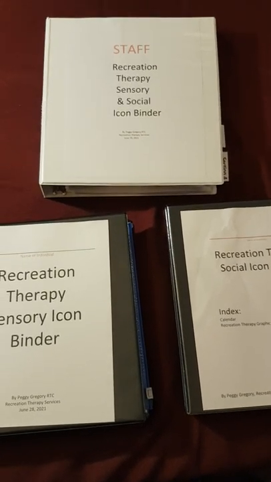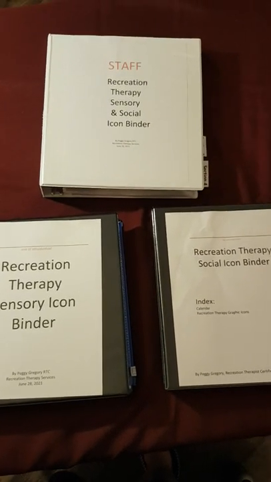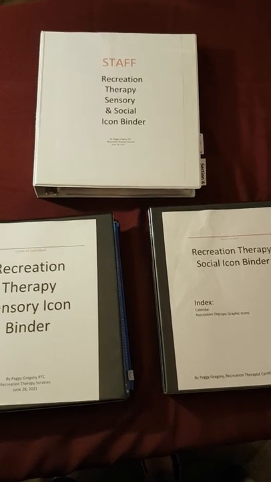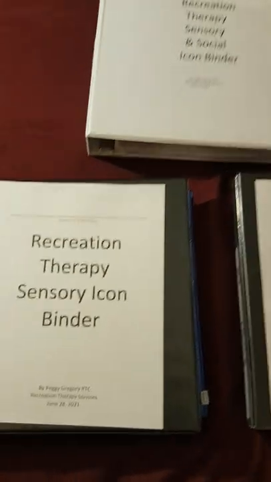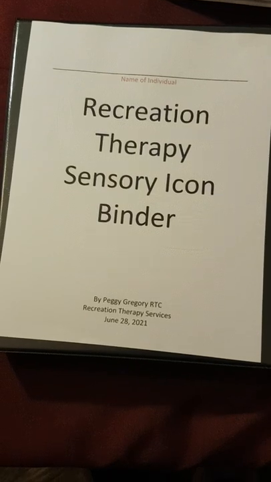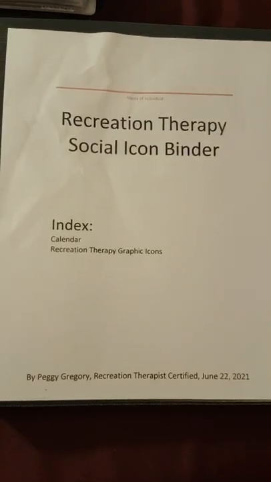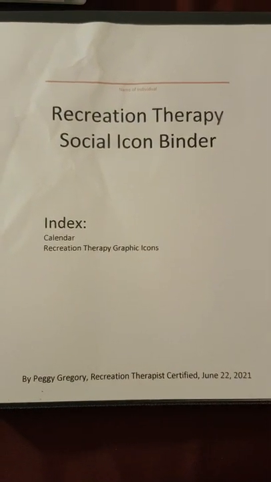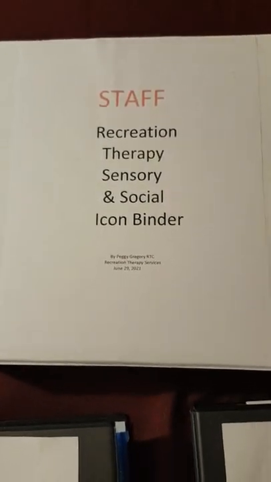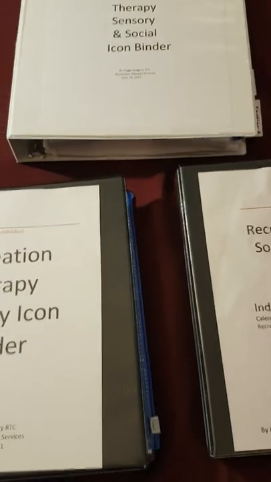Recreation therapy binders. There are three recreation therapy binders. One for low functioning people called recreation therapy sensory icon binders. Recreation therapy social icon binders for high functioning. And a staff binder. And these binders are used to help match to the calendar.